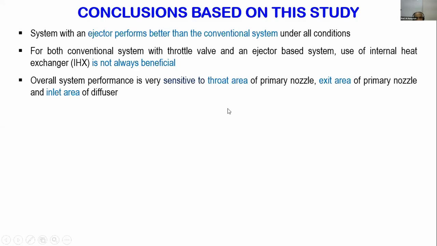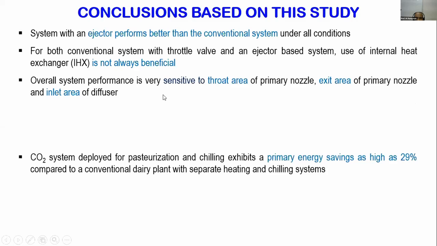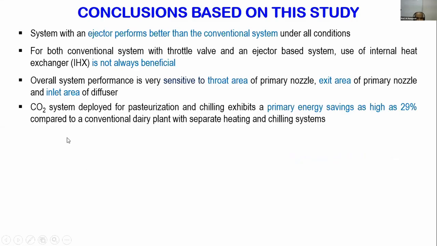We have seen that the overall system performance is very sensitive to the throat area. We observed this both from the theoretical simulations as well as from experiments. It is also sensitive to the exit area of the primary nozzle and the inlet area of the diffuser. And for the CO2 system, if you are using it for pasteurization and chilling, you can get a primary energy savings of about 29 to 30%.